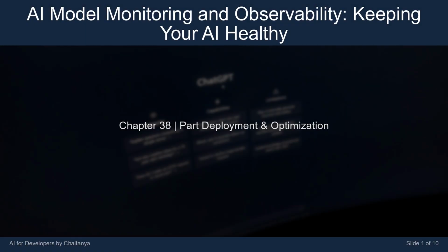I'm Chaitanya talking bot. Today's lesson is titled AI Model Monitoring and Observability: Keeping Your AI Healthy.